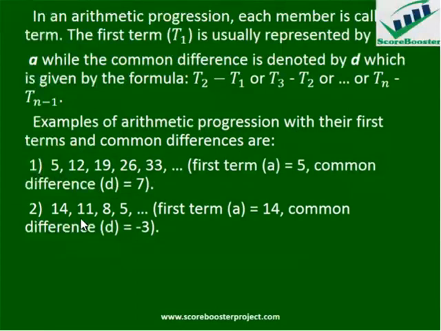So move to the second example: 14, 11, 8, 5. We can see that the number here is decreasing. Therefore, we know the common difference will be a negative number. Here, the first term in the sequence, that is the first number, is 14. So to get the common difference, we subtract 14 from 11, we have negative 3, or we subtract 11 from 8 to give -3, which is also the same thing as subtracting 8 from 5 to give -3. So this is an arithmetic progression with its first term as 14 and common difference as -3.